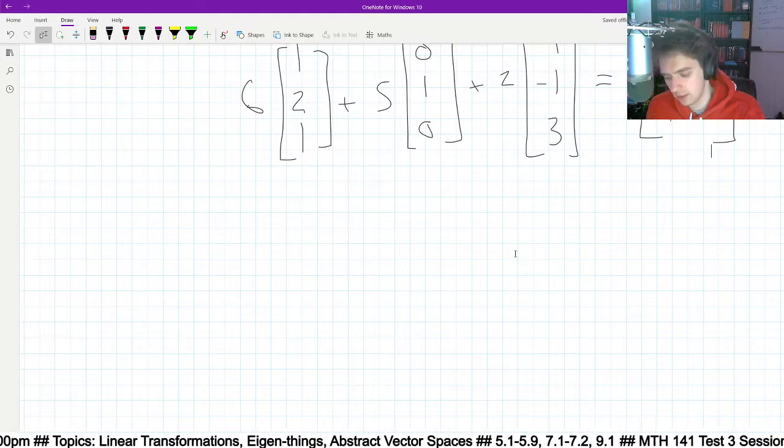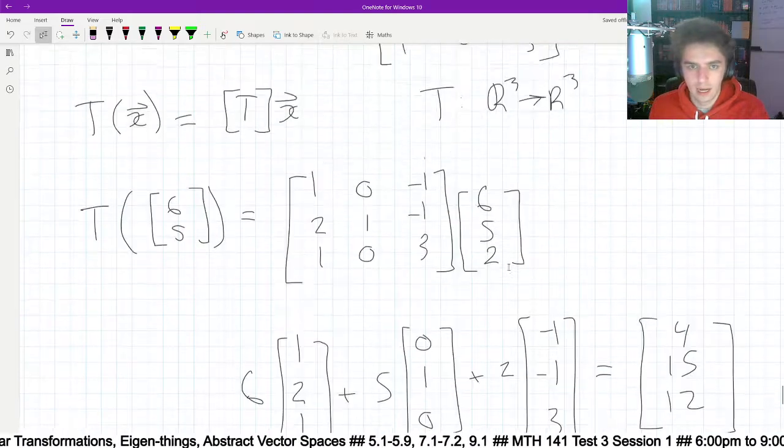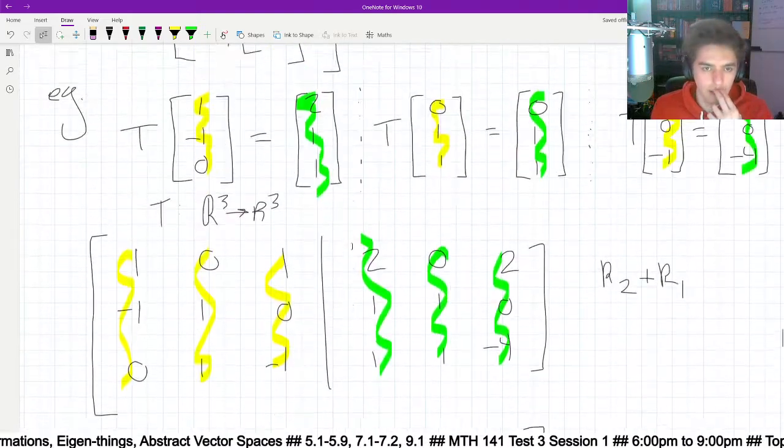So that's it for 5.2. Any questions from 5.2? Or about whether we can use the same method if we're going from R2 to R3? Yeah, it doesn't really matter.